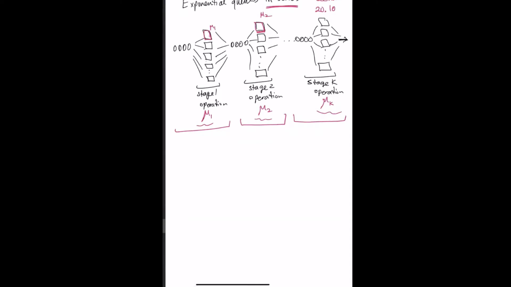We call this a K-stage series queuing system, or a tandem queuing system. Okay, so that's what we call it.